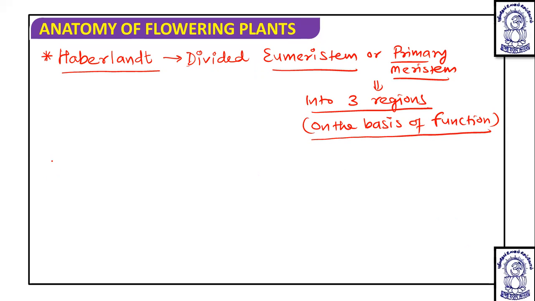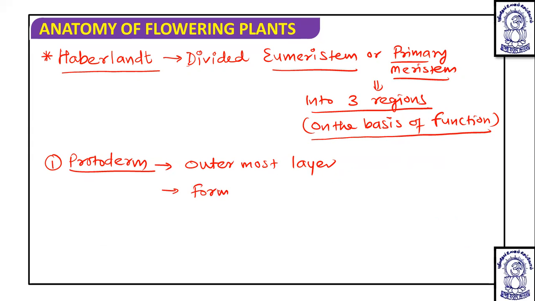And these three regions are, first one is the protoderm. Protoderm is the outermost layer of the eumeristem, and this outermost layer forms the epidermal tissue system, which includes epidermis, stomata, stem hairs, root hairs, and all this.